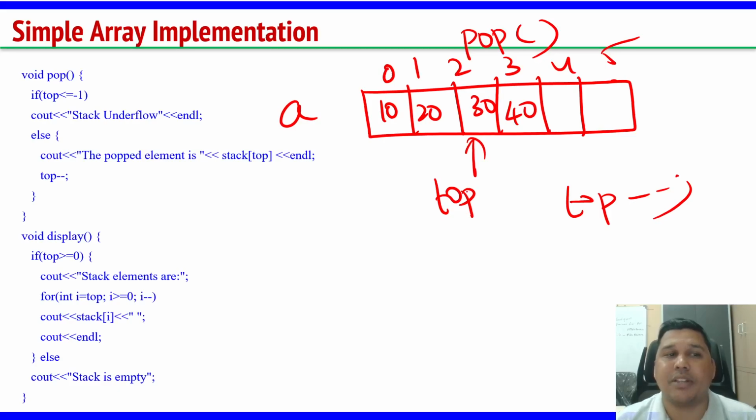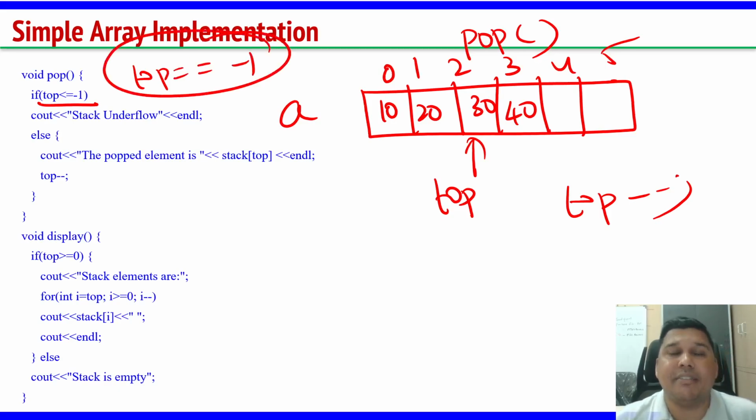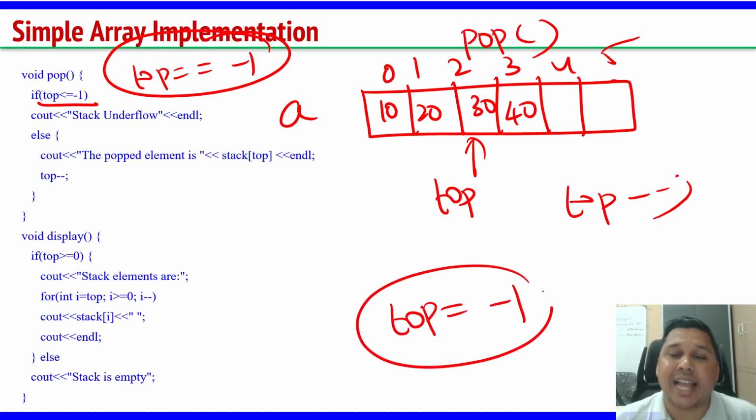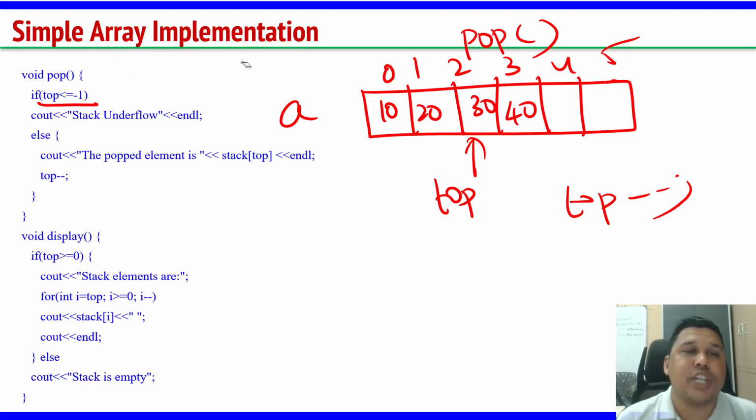Just write top minus minus. But before I delete that element, I will again check if top is less than or equal to -1. Why? If top is equal to -1, what does it indicate? It means the stack is empty. Top pointing to -1 means stack is empty. So when this check, top less than or equal to -1, is true, you can say stack underflow. It means you cannot delete elements.